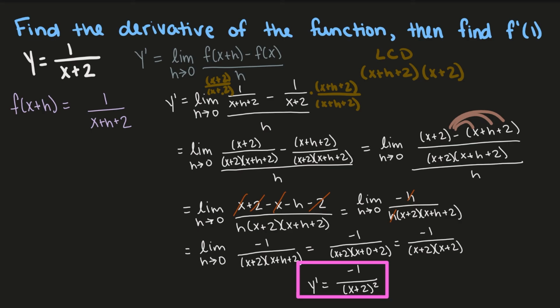Now let's find the value of our derivative when we plug in 1 for x. So y prime at 1 will be equal to negative 1 over 1 plus 2 squared, which is negative 1 over 3 squared, or negative 1 over 9. So the slope of our tangent line at x equals 1 for our original function, y equals 1 over x plus 2, is negative 1 over 9.